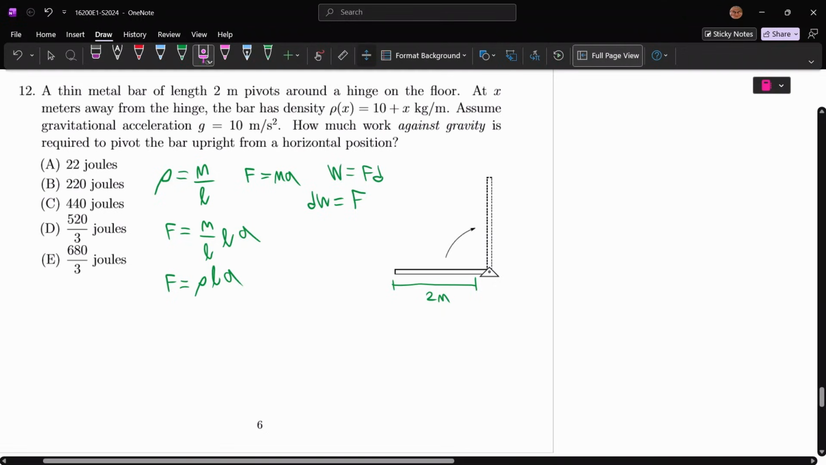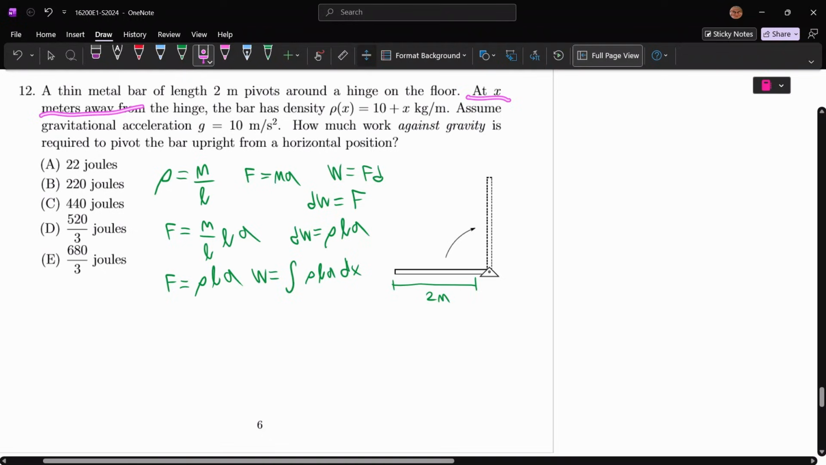And so we can say that knowing that we have a relationship of force here as well, that being rho times length times acceleration, we can say that dW is going to be equal to rho times length times acceleration. And then from here, instead of finding work by using this relationship, we can actually find work by just integrating this. And so we're going to end up with a final work equation that tells us that work is going to be equal to the integral of rho length A with respect to some distance. And then I'm going to use x for that because that's going to be our distance variable.